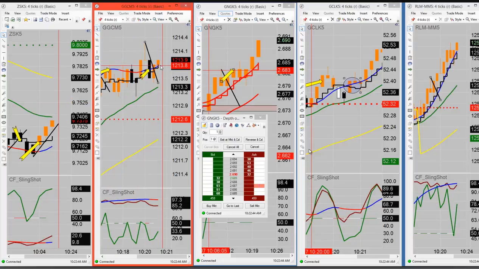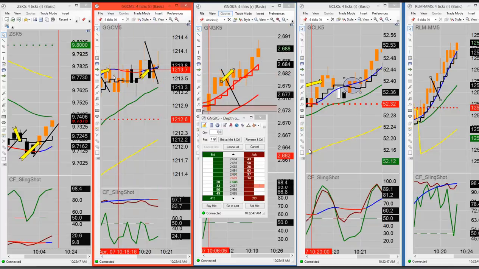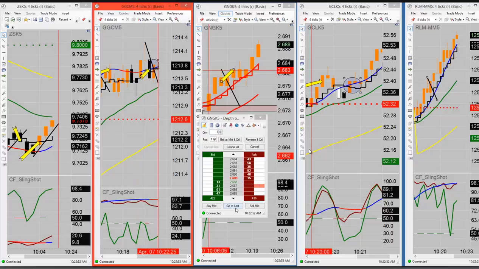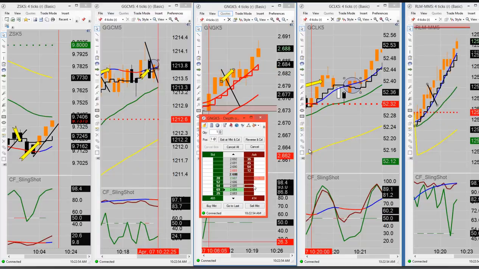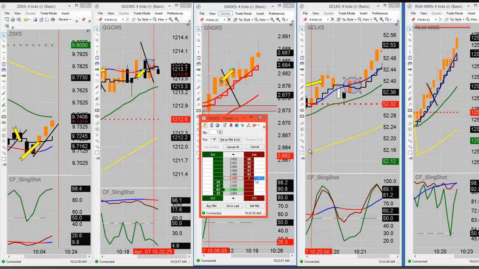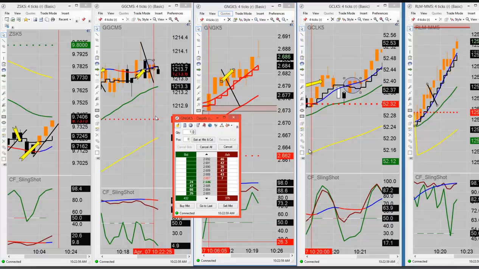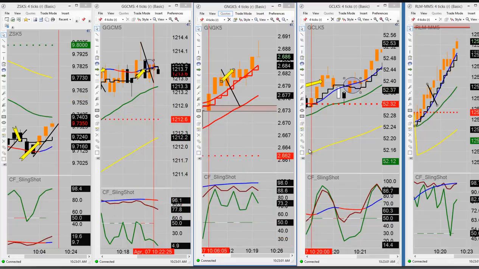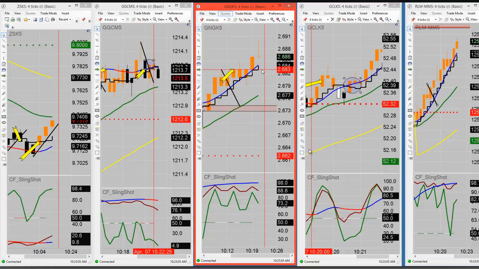Yeah, you could get long on the gold again right now if you wanted. Well, too late now. It would have been a momentum long trade from right here. Okay, it would have been a momentum long trade from right there. And I have what? 1, 2, 3 ticks on the gas.